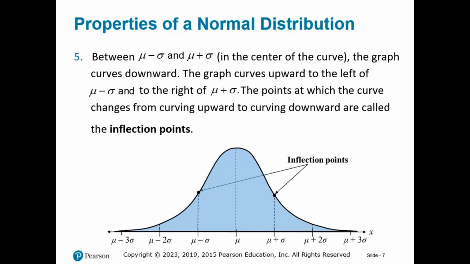Notice how the graph changes at these points. From the mean down to these points, the graph has a downward curve. But when you reach the inflection points, or the 1 sigma point, where the first standard deviation falls away from the mean, the graph changes from a downward curve to an upward curve. This is an important distinction to be aware of.